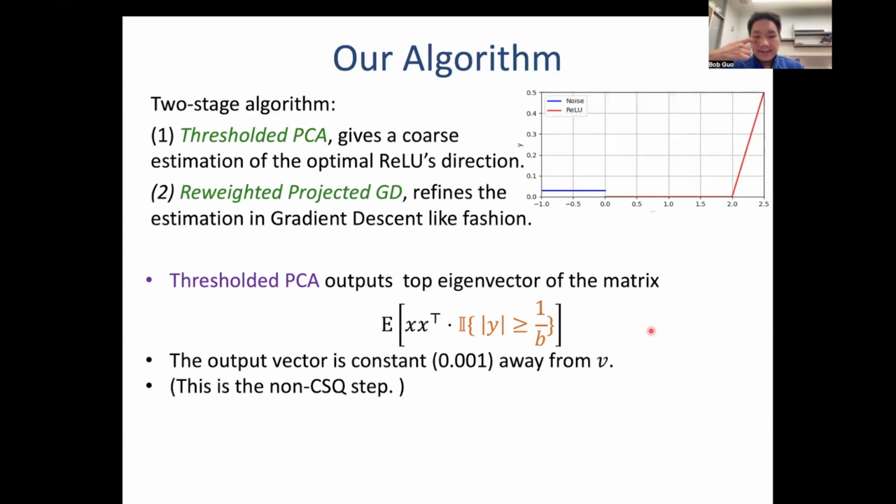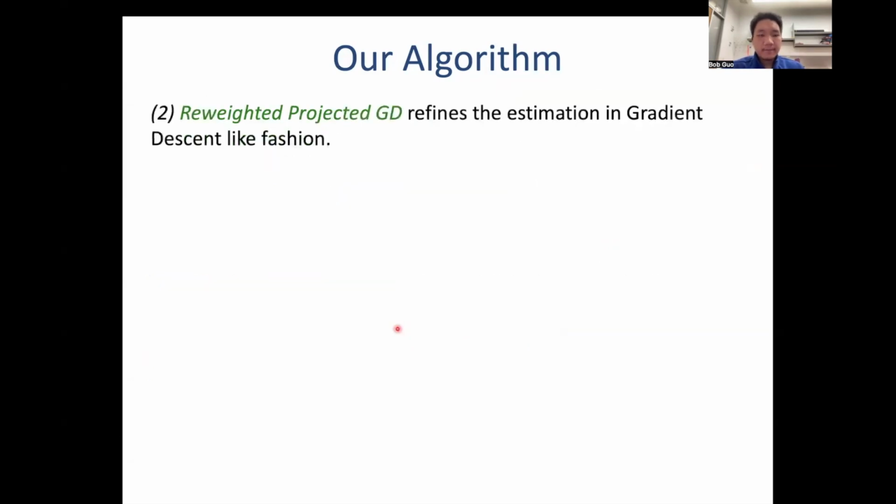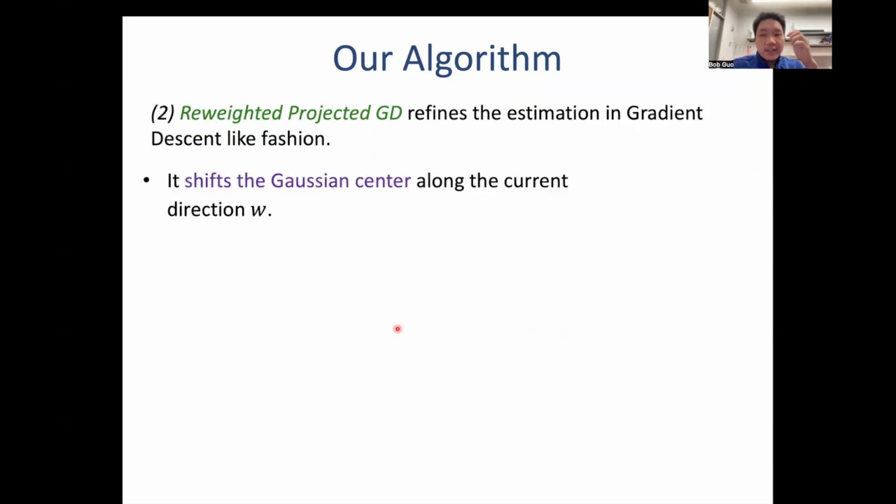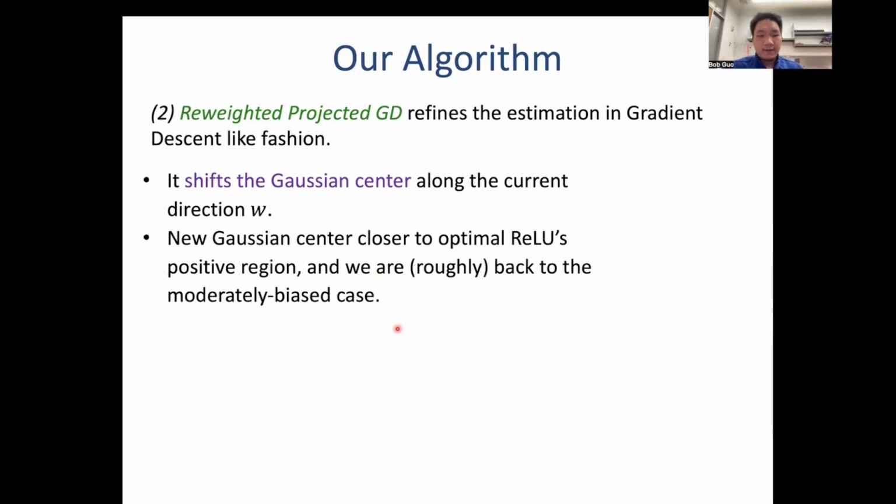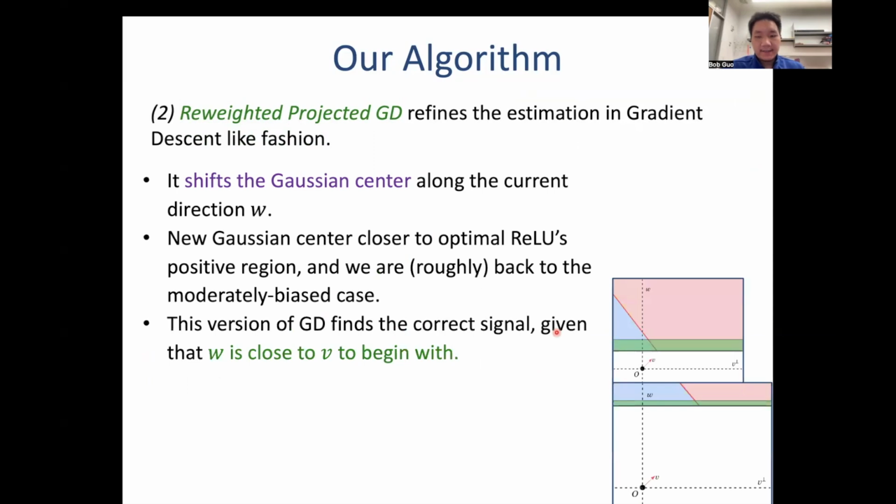And this is the non-CSQ step in our algorithm, because this expectation here is not simply a correlation between Y and some function of X. The second step, reweighted projected gradient descent, refines the estimation in the following way. It shifts the Gaussian center from the origin to some point along the current direction W. The new Gaussian center would be closer to the optimal ReLU's positive region, and we are roughly back to the moderately biased case. This is exemplified by this plot here.